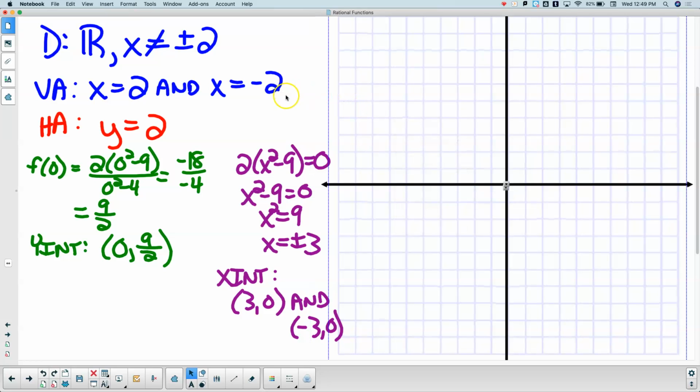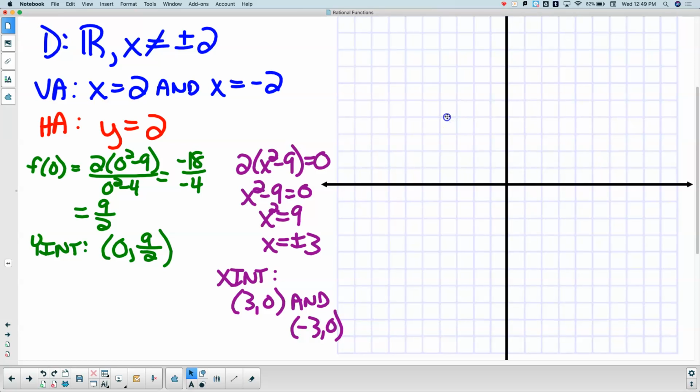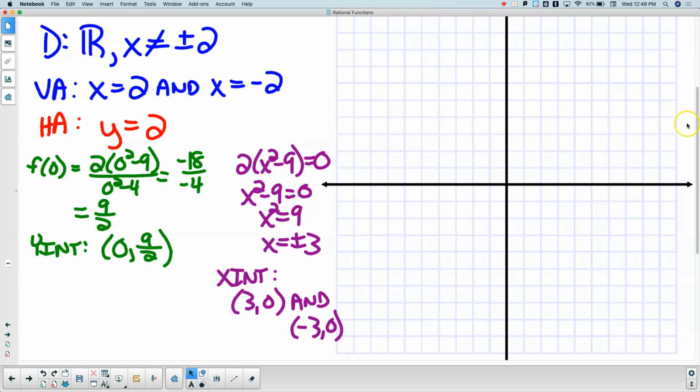What happened to the 2? What happened to the 2? I don't know. It depends on where you're talking. The x-intercepts, like, where did the 2 just disappear to? Can I divide both sides by 2? Oh, yeah. I can do that, can't I? What's 0 divided by 2? 0. Got it.